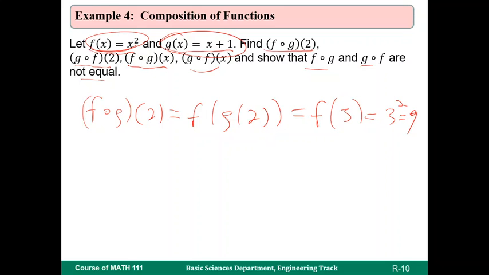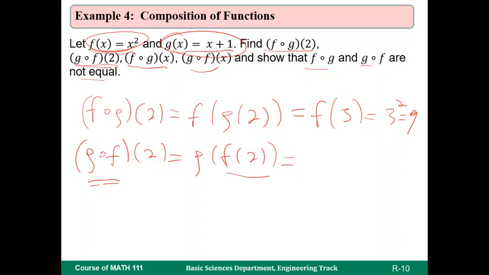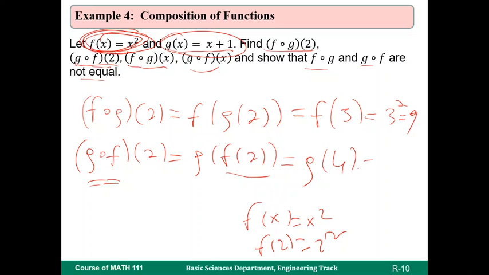Now when it comes to g of f of 2, be careful about the order here. The order is important. G of f of 2, and first f of 2. You have to apply this rule here. F of x is equal to x squared, so f of 2 is 2 squared. So it will be 4. Inside it's 4. And then g of 4, we use this formula here. It's 4 plus 1, equal to 5.